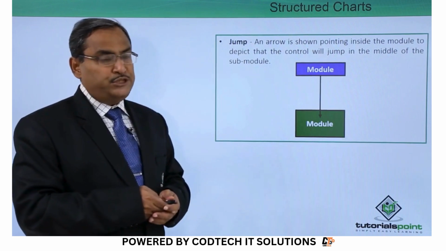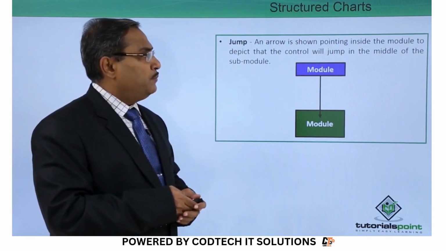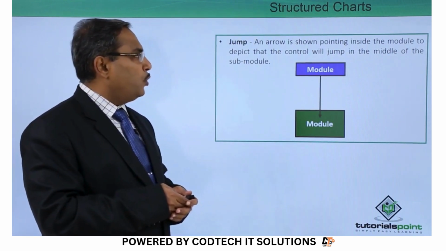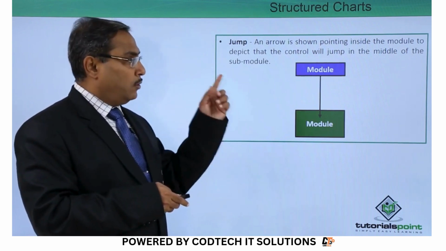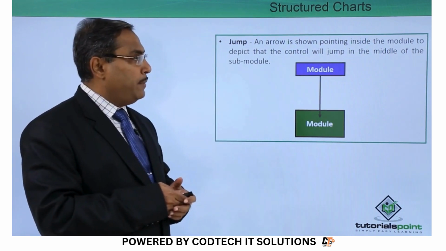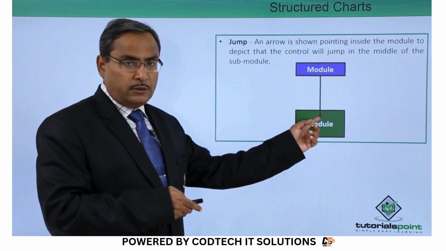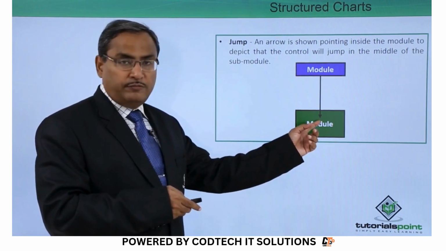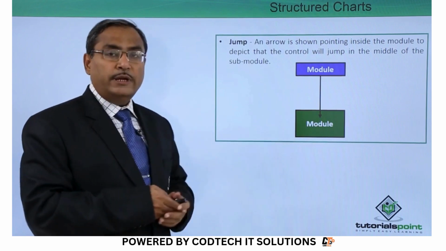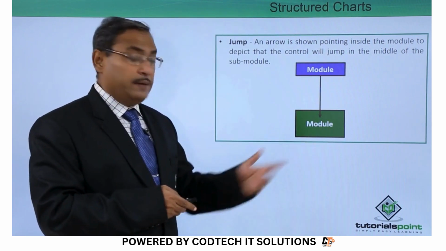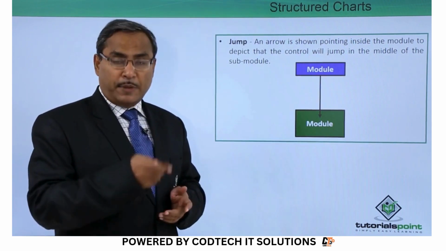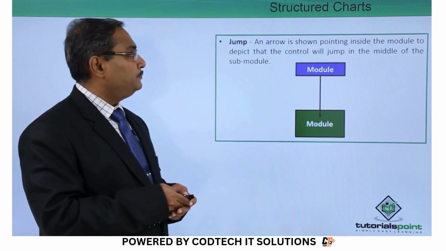Now we also have the jump. An arrow is shown pointing inside the module to depict that the control will jump into the middle of the submodule. Here you see this particular line is in the middle of this module, so it denotes a jump. This sort of representation can occur in our structure charts.